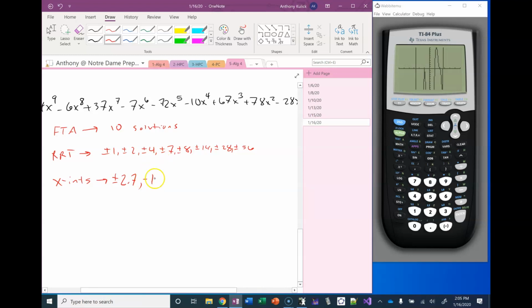Negative 1. That's that one right there. Okay, what else do you see? What's this one? Positive 1, I think so too. And then what's this one here? Positive 2, I think so also.